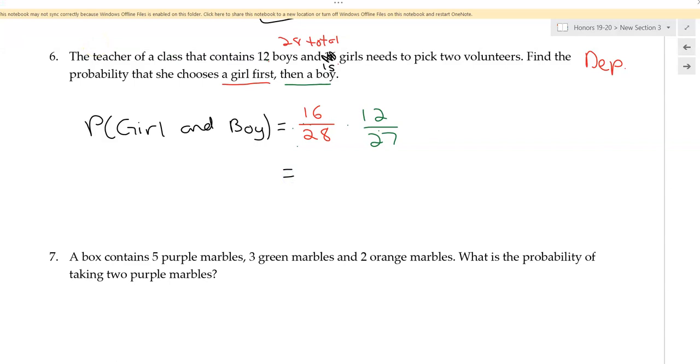I can still do this, right? This I can divide by 4, that's 4 out of 7. 12 and 27 are both divisible by 3, that's 4 out of 9. So that equals 16 out of 63 is my probability. And again, tests, quizzes, feel free to use a calculator. Good to practice our mental math, though.